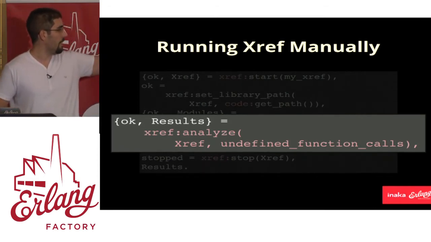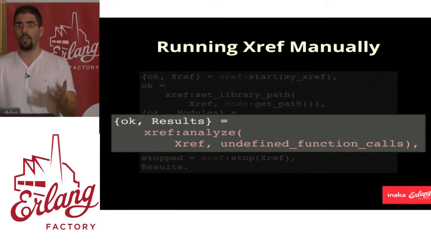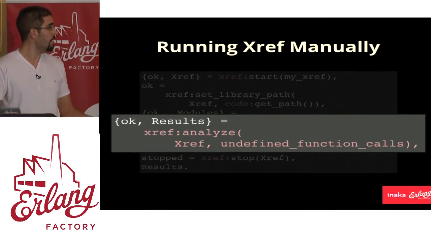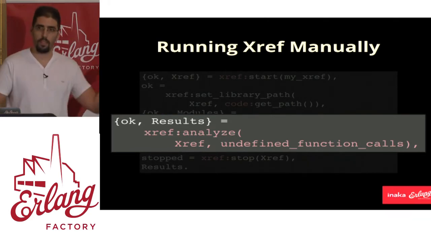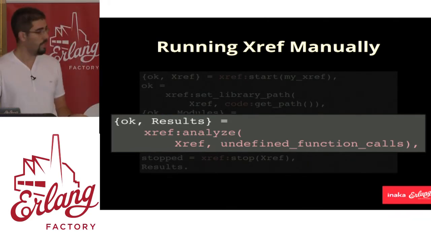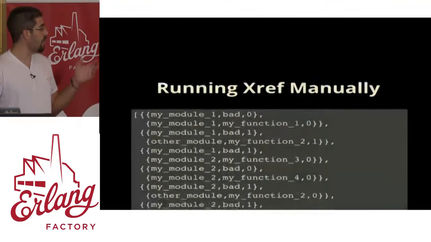In this case, we're running an undefined function calls check to find functions that we are calling, but they don't really exist. Xref provides 6 different checks. They are not so many, but 6 lines of code instead of 1. And then you stop the process, and you get to deal with the results.